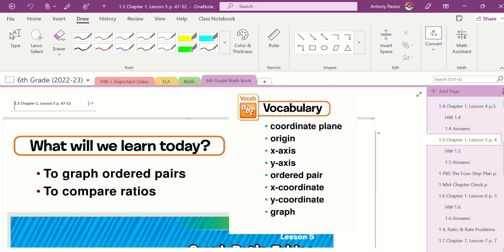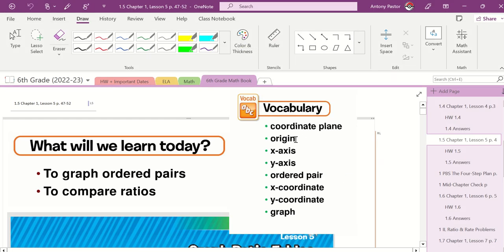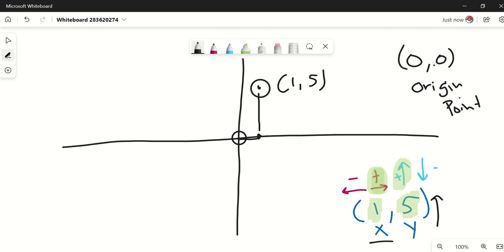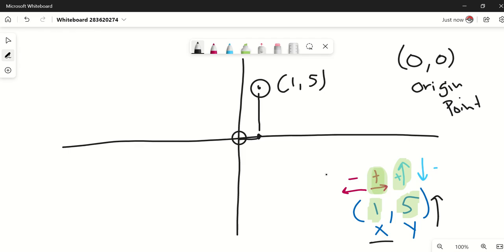So coordinate plane is the area in which you are graphing your points. The origin, or the origin point, is 0, 0, where the two lines intersect or cross right here in the middle. That is your origin. X-axis and y-axis are the two lines. So the line that goes from left to right is known as your x-axis.